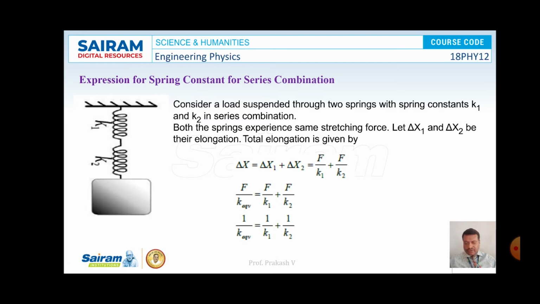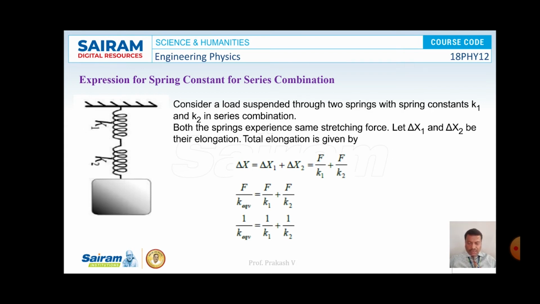Now let S1 and S2 be suspended in series as shown in the picture. Let the load M be suspended at the bottom of the series combination. Since each of the springs S1 and S2 experiences the same pull by mass M, S1 is extended by X1 and S2 extended by X2. The total extension will be equal to X1 plus X2. Let Ks be the force constant for series combination. Therefore, Mg is equal to minus Ks into X, which is equal to minus Ks into X1 plus X2. Further, we can write 1 by Ks is equal to 1 by K1 plus 1 by K2, or Ks, or K equivalent, is equal to K1 K2 by K1 plus K2.